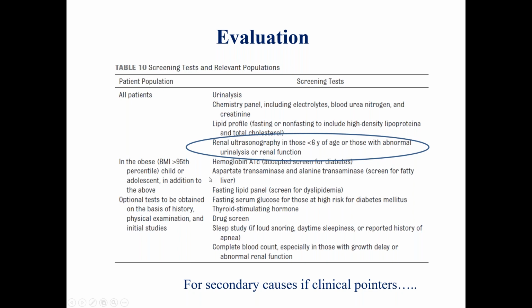But if the child is obese, then you need to do a lipid profile also, an HbA1c, and ALT, AST levels to screen for fatty liver, etc. Even things like thyroid stimulating hormone, and for pheochromocytoma you need to look at the adrenergic metabolites in urine, like the urinary VMAs, etc. They are usually required only if there is a strong suspicion of these conditions based on the clinical presentation.